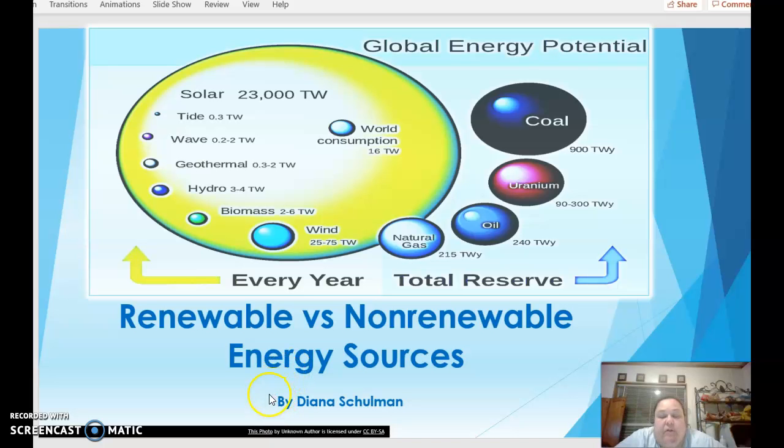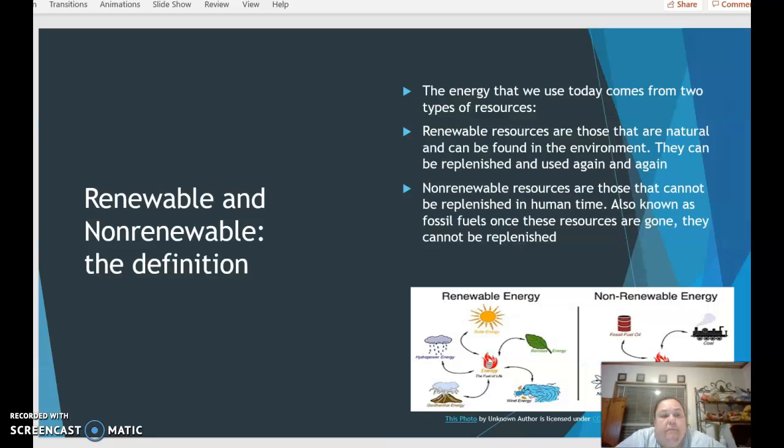Renewable versus non-renewable energy sources. The energy we use today comes from two types of resources. Renewable resources are natural and can be found in the environment. They can be replenished and used again and again.